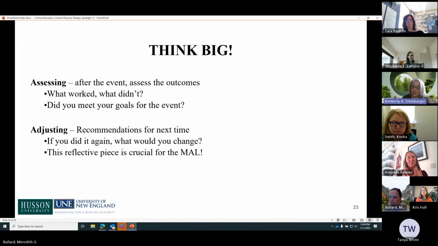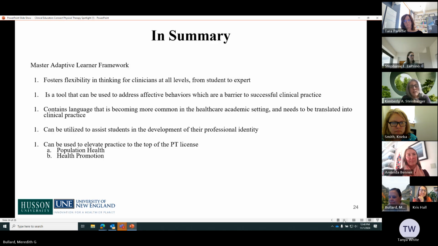And to be able to say that and to understand that is really part of that reflection piece that Stephanie talked about. So after you do that assessment, there's that adjustment. So am I going to do this again? If I am, how am I going to do it differently? Again, there's that growth mindset. I didn't do it perfect. I'm going to do it again. This reflective piece is crucial for this framework. So we'll go to the last slide.